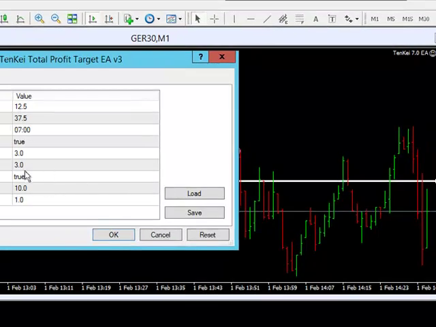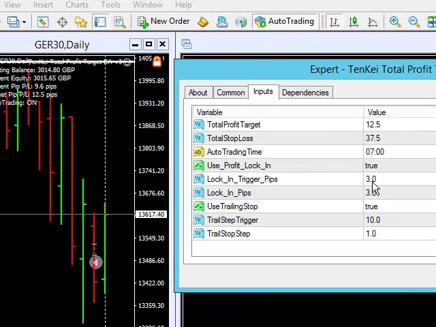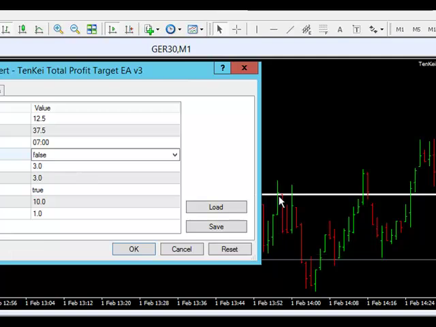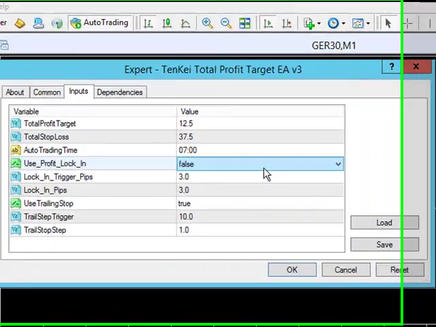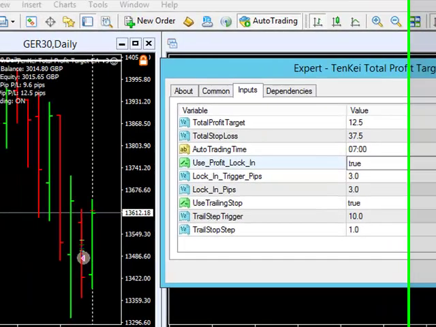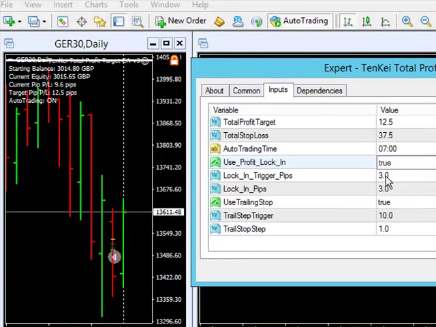You can use this in a different way, where you say no, I don't want to lock in profits because you just want to let it ride, so to speak. But I would say the safest way, like insurance, is to set this to true. If you find a good reason for setting it to false, let us know, please.